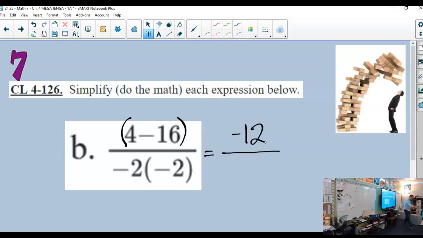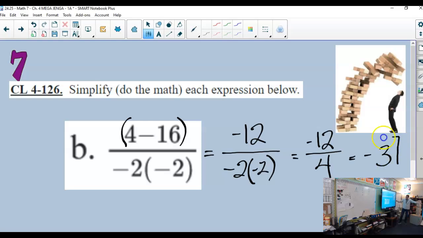-12. Hold up, I'm moving on to another person. Liam, what did you do next? Oh, -2 times -2, which is going to get you a what? 4. And then, Caroline, what did you do? Yeah, you did the math, right? Which is simplified. She said we simplified it. They did the math. Got -3. Any disagreement?